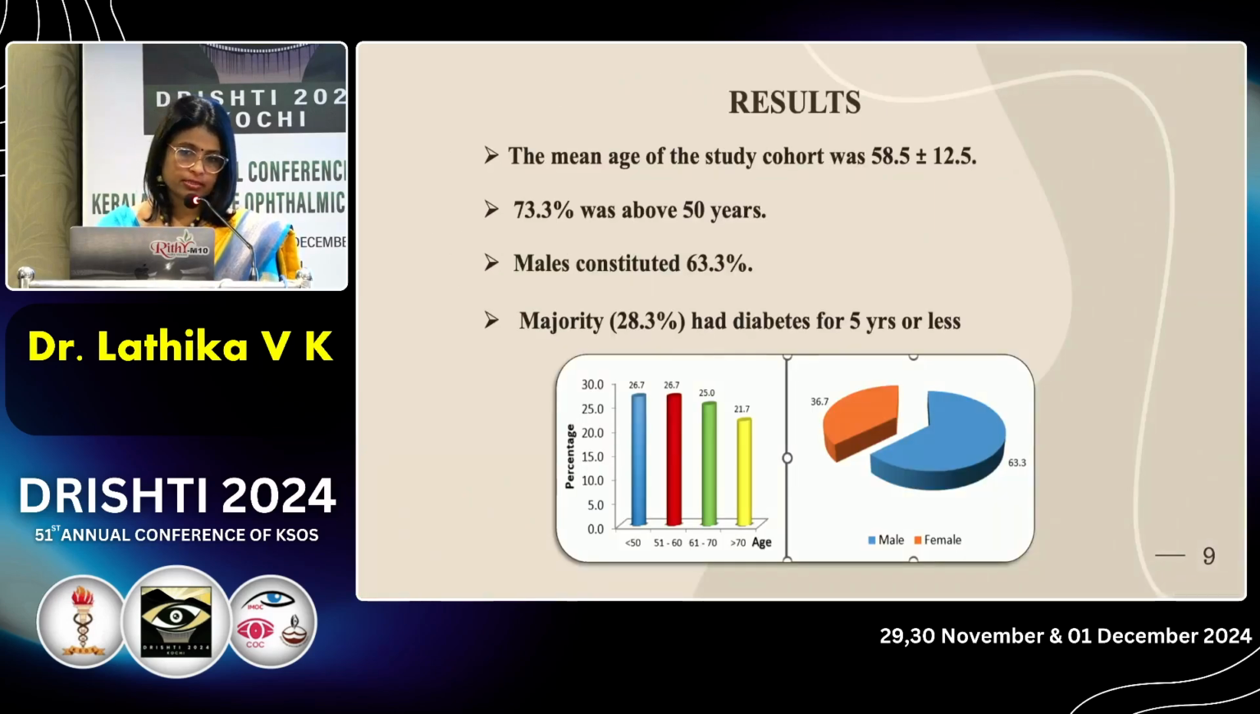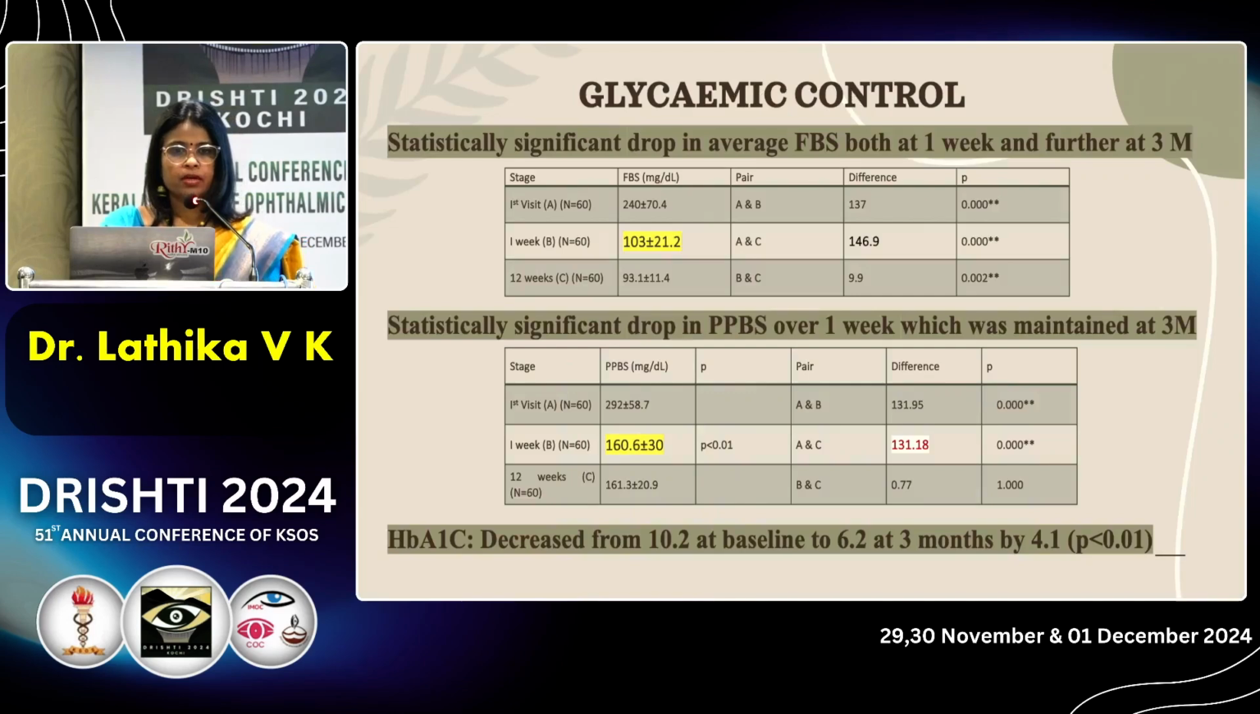The mean age of the study was 58.5. Most of them were over 50 years of age, and males constituted 63.3%. Most of the diabetes duration was around 5 years or less. Coming to the actual results, we first looked at how the glycemic level changed over 3 months. Both FBS and PPBS showed a statistically significant drop from baseline at a follow-up visit of 1 week and also at 3 months.